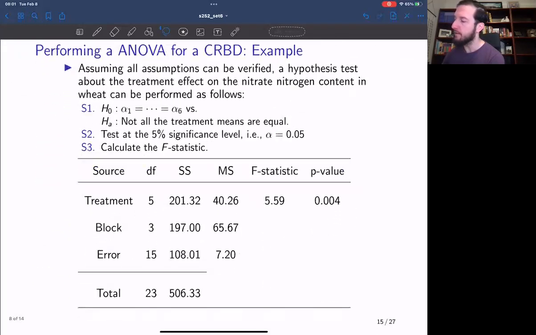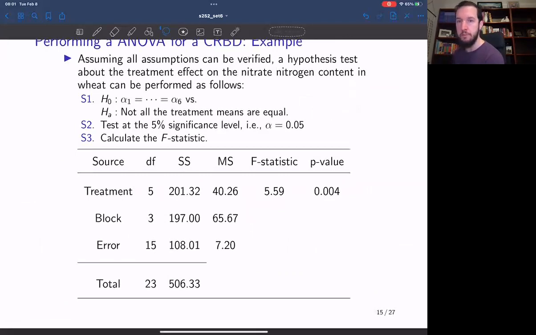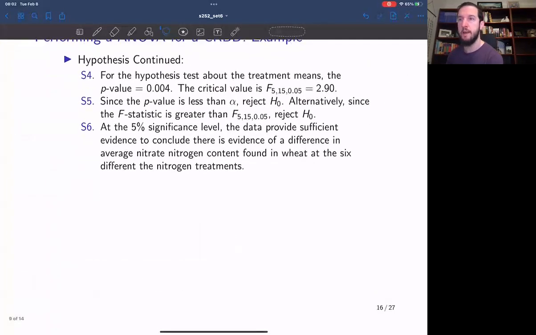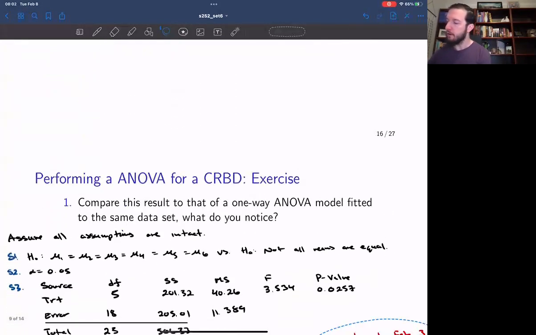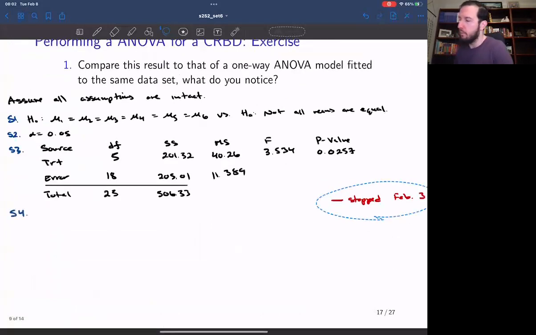And then we looked at a completed example of the test for treatment effect based off of a CRBD, which runs in exactly the same way as a one-way ANOVA. So we have essentially the same null and alternative hypotheses. Our test statistic is computed through an ANOVA table, but in this case, it's a completely randomized block design ANOVA table rather than a one-way ANOVA table. And then our conclusions and decisions about H0 are conducted in the same way using the F table or the p-value approach.